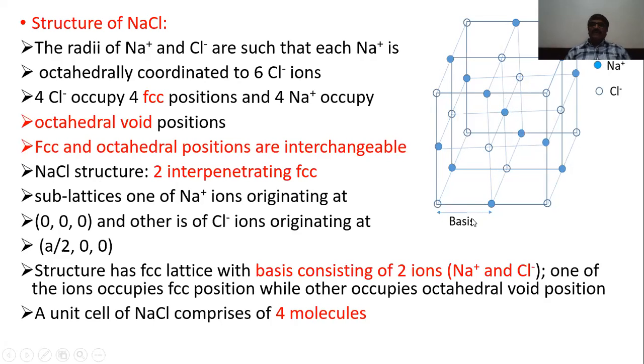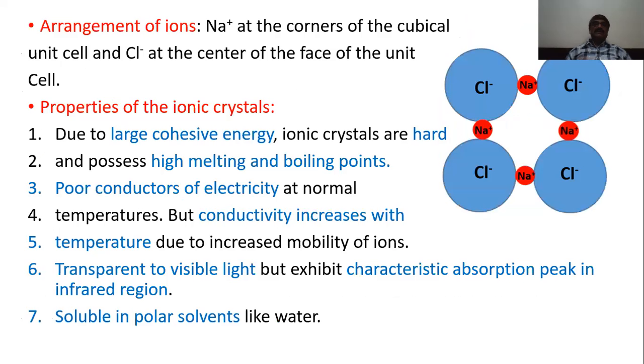Now, what about the basis? The basis of the NaCl crystal consists of two ions, one Cl minus and one Na plus, and the unit cell consists of four molecules. So this is repeated. We have seen this in the special crystal structures in the previous chapter.